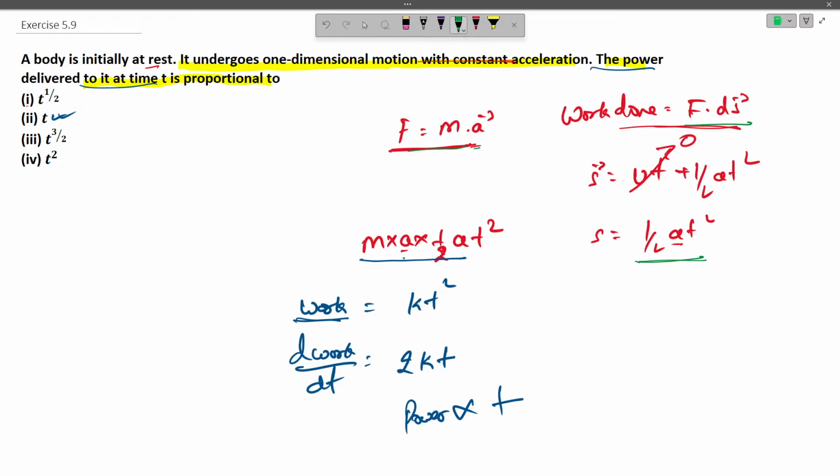So the expression for work would be equal to k t square. Now if we differentiate it with respect to t, we get the power, which will be proportional to t to the power of 1. So the second alternative will be correct.